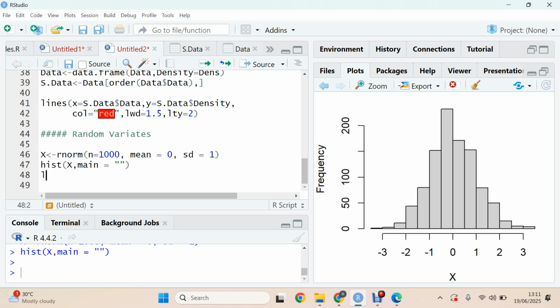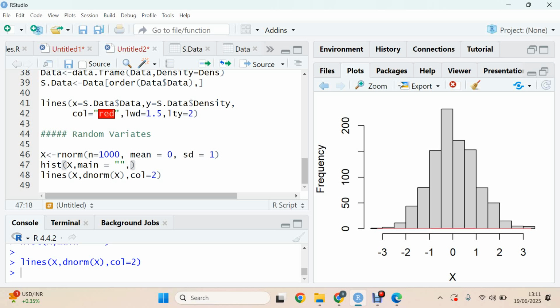What do I mean? I can use lines with X and dnorm of X, with color equal to red. So this will give me that haphazard line. Oh, sorry, I should have done it differently.